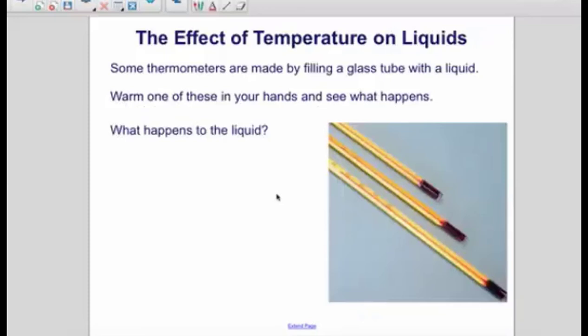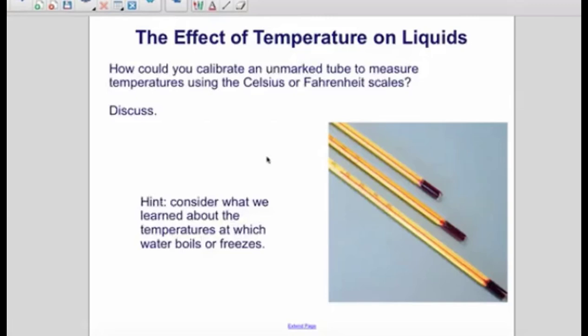Some thermometers are made by filling a glass tube with a liquid. Warm one of these in your hands and see what happens. What happens to the liquid? How could you calibrate an unmarked tube to measure temperatures using the Celsius or Fahrenheit scales? Discuss. Hint: Consider what we learned about the temperatures at which water boils or freezes.